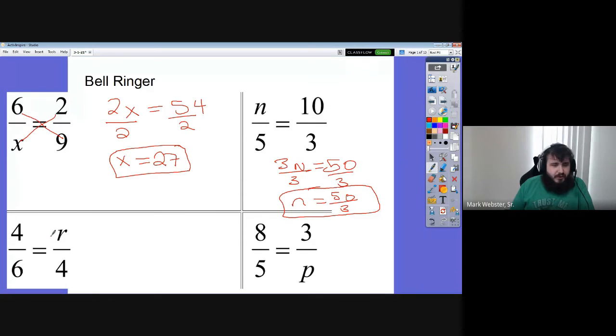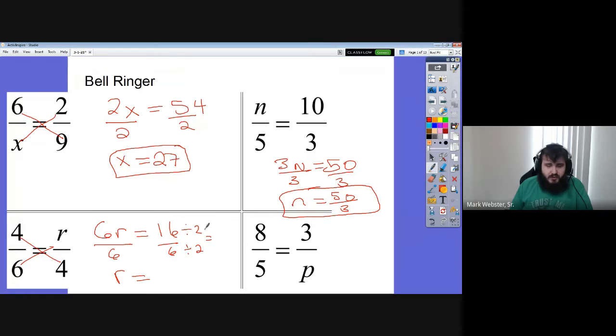All right, same thing here. Let's cross multiply and divide. We've got 6r equals 16. Let's divide both sides by 2. And we notice 16 and 6 both have a factor of 2 in them. So let's divide the top by 2 and the bottom by 2. 16 divided by 2 is 8. 6 divided by 2 is 3. So we get a final answer of 8 over 3.